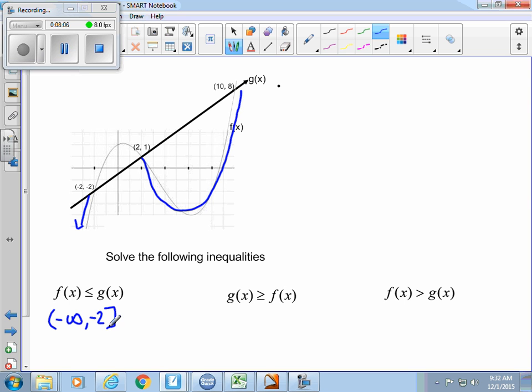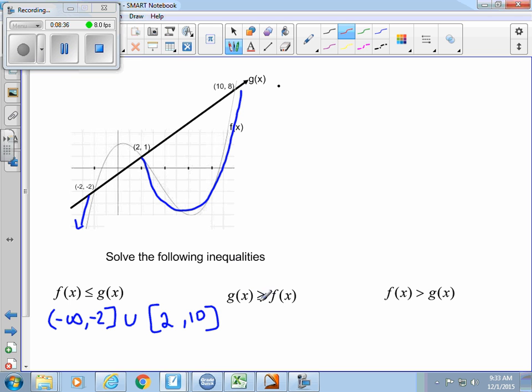Someone tell me why I'm bracketing that 2. It says or equal to. Aren't those two graphs equal at negative 2? That's where they intersect. So I'm going to include that. And then from where to where? 2 to 10. Very good. All bracketed. Any questions about that one?